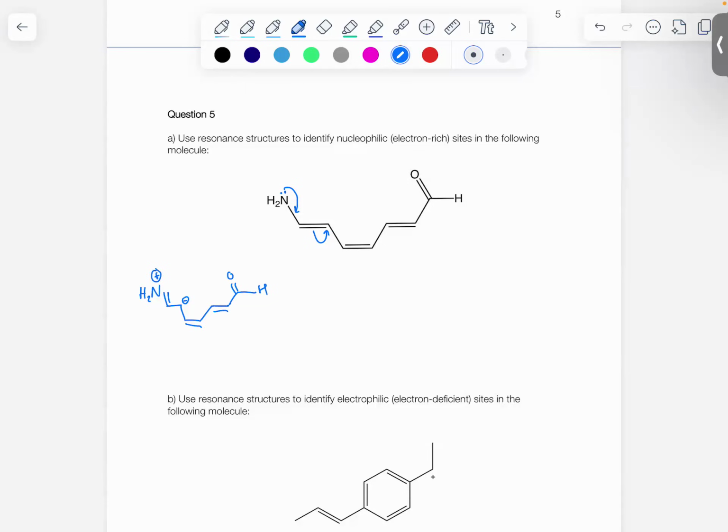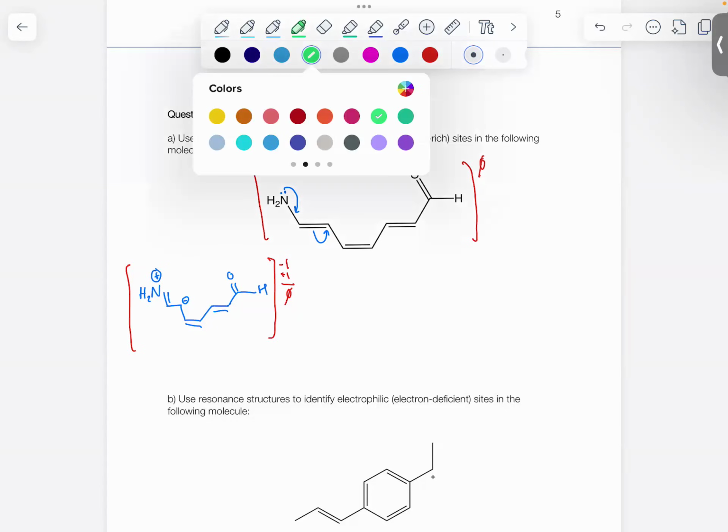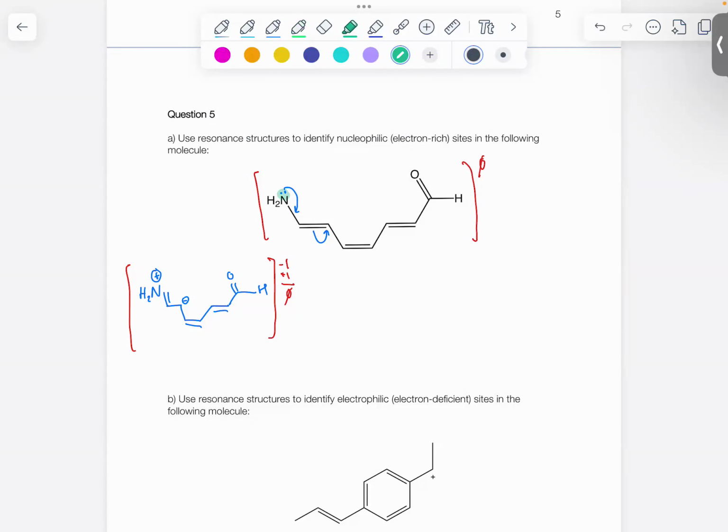And so, like I mentioned earlier, we want to conserve our charge. Our original molecule was neutral, and so with our resonance structures, we should also have them neutral. We have -1 and +1 for a total of 0. So we have identified some nucleophilic sites already, and I'll keep updating this structure as we find them as we continue on.